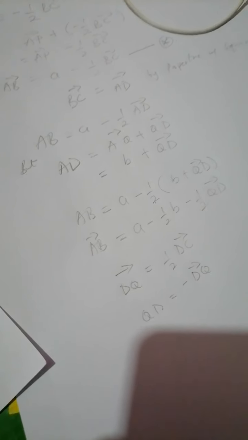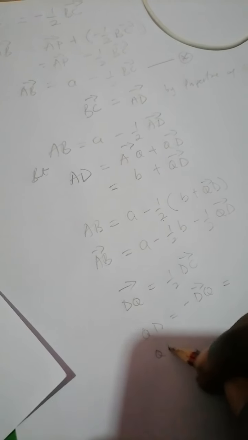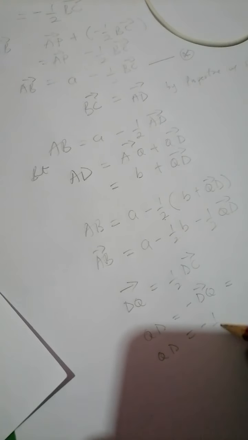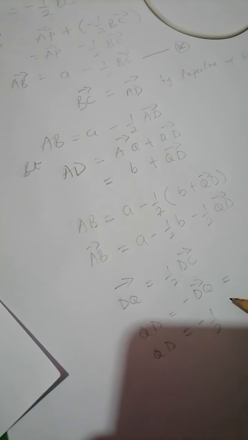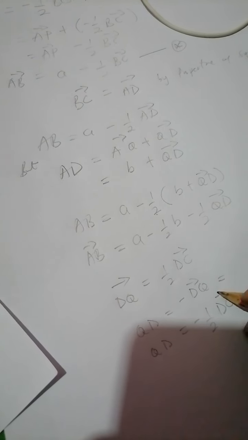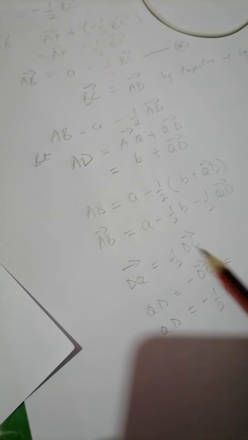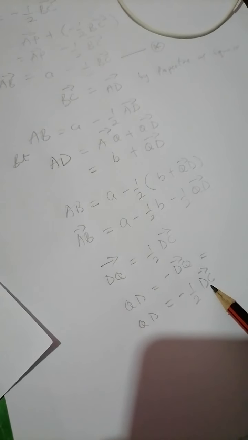They are just what? What's the name? Opposite direction. So it means my QD now becomes minus half of what? Of vector DC. Right? Okay. Now, minus half of vector DC. Now, if I substitute QD inside this, I still have to get rid of DC. Right? I have to get rid of DC.